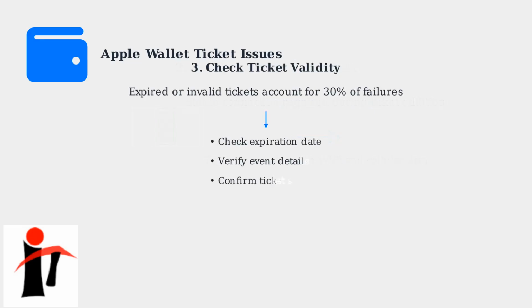Third, double-check your ticket's validity. Expired or invalid tickets cause 30% of addition failures. Verify the expiration date, event details, and ensure the ticket came from a legitimate source.